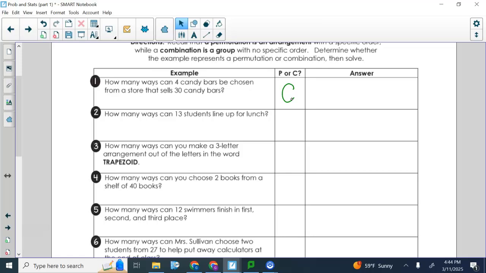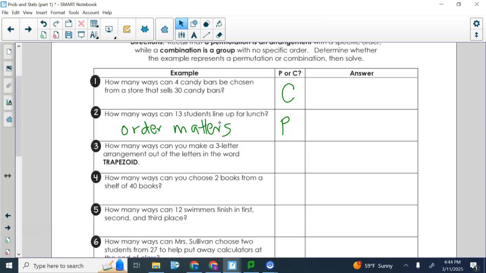Okay. Number 2, how many ways can 13 students line up for lunch? The order matters. Who gets to be the line leader? That's going to change every different time you calculate that. So that's going to be a permutation. Okay. Remember, the order matters. It's a permutation. If the order doesn't matter, it's a combination. We'll do 2 more, and then you guys can work on the rest of them.